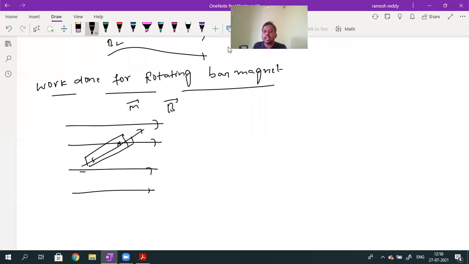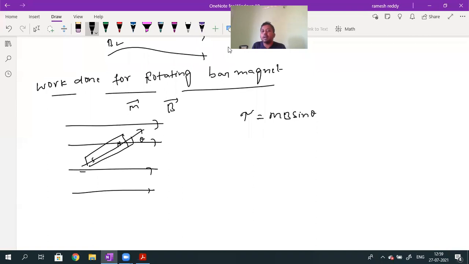Now initially it is making an angle theta. When it is making an angle theta, what is the torque acting formula? The torque tau is given by M B sin theta. This is the expression for torque. Because of the torque, the bar magnet will rotate and align in the direction of B bar. Now I want to rotate the bar magnet against B bar. So what do I need to apply? I need to apply an equal amount of torque in the opposite direction.